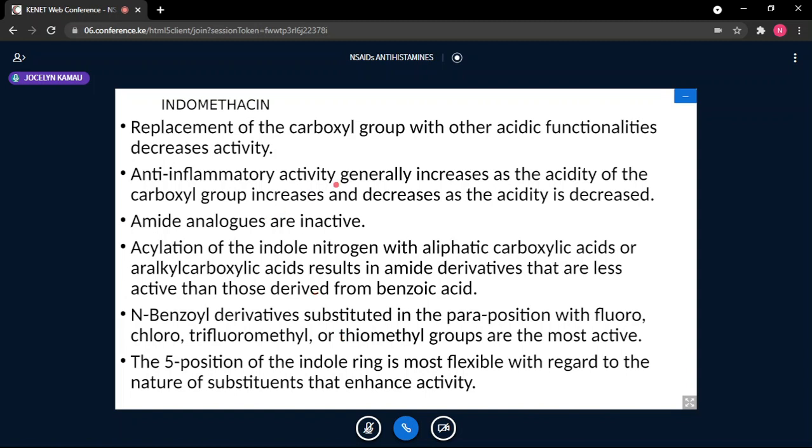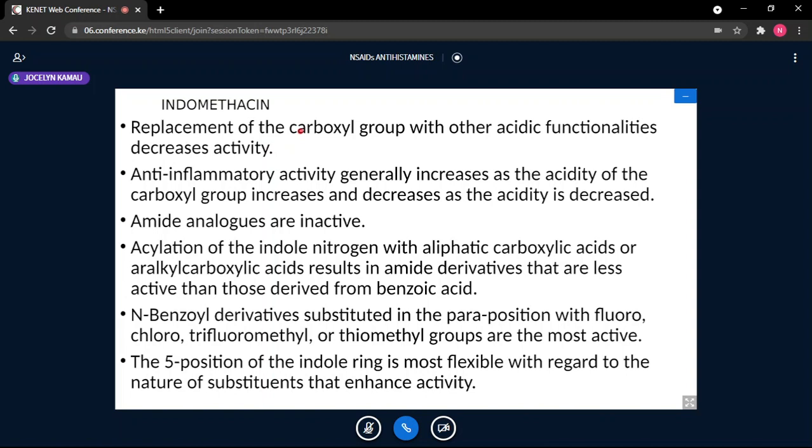Then replacement of the carboxyl group with other acidic groups. So now we are still looking at SAR. Replacement of the carboxyl group with other acidic functionalities decreases activity. That we have said severally. That carboxylic group is the one which is responsible for optimal activity.